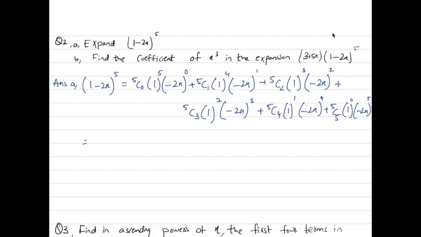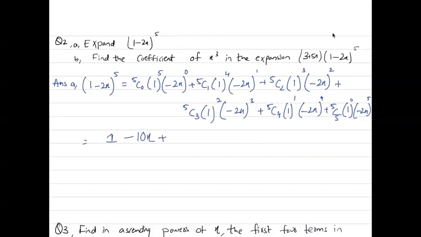Now you can simplify this further. 5C0, you can use your calculator. 5C0 is 1. 1 to the power of anything is 1. Minus 2x to the power of 0 is also 1. So the first term turns out to be 1. Plus, okay. Now, 5C1, you can find this value from the calculator. You should remember as well, 5C1 is 5 because nC1 is n. 1 to the power of 4 is 1. So 5C1 times 1 is going to be 5. 5 times minus 2 is minus 10x.